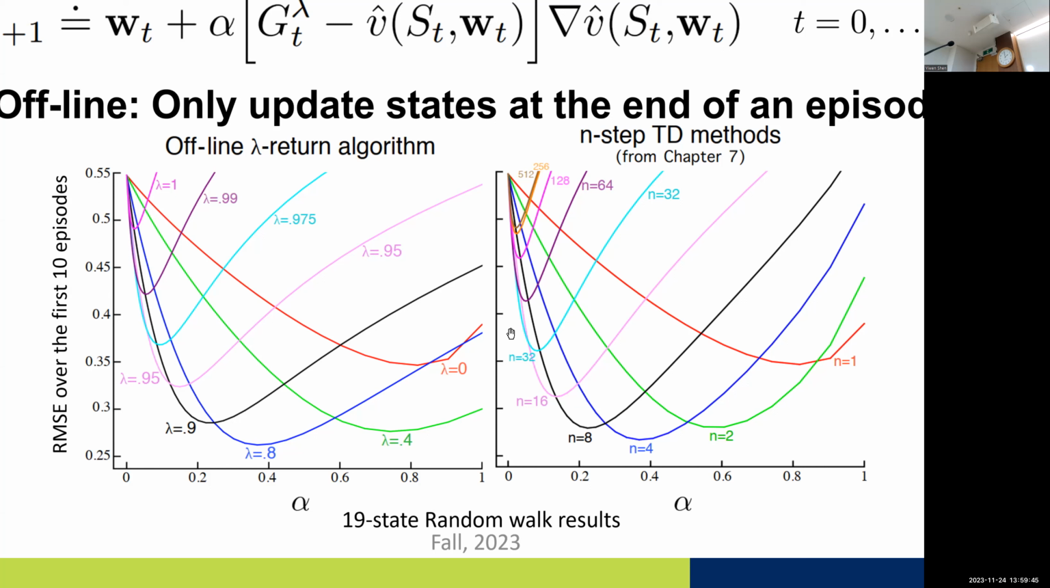And then one question here. It might be a stupid question, might be a confusing question. What is the n in this offline lambda return algorithm? Here, the left-hand side. What is the n? Because when we compare this, we vary n. In this case, we just vary lambda. What is n here?